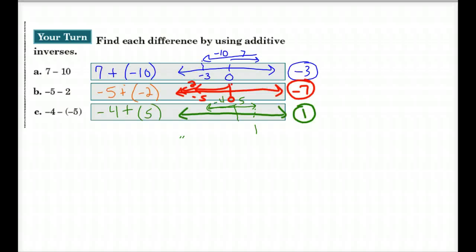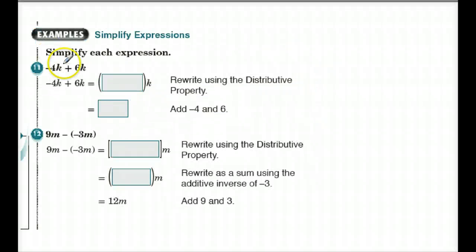Okay, so these should be your answers for A, B, and C. You should have gotten -3, -7, and positive 1. Those are also the number lines, what they look like, something like that. So, number 11, simplifying expressions. Simplify each expression.